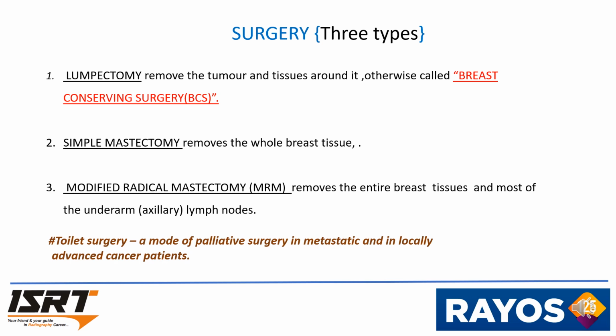The second one, simple mastectomy, removes the whole breast tissue. Then comes modified radical mastectomy or MRM. In this case, the entire breast tissue and most of the underarm or axillary lymph nodes are removed. Then one more case, toilet surgery. This is a mode of palliative surgery in metastatic and locally advanced cancer patients.